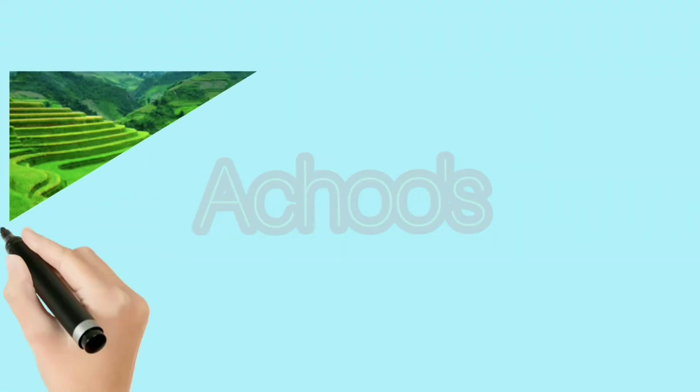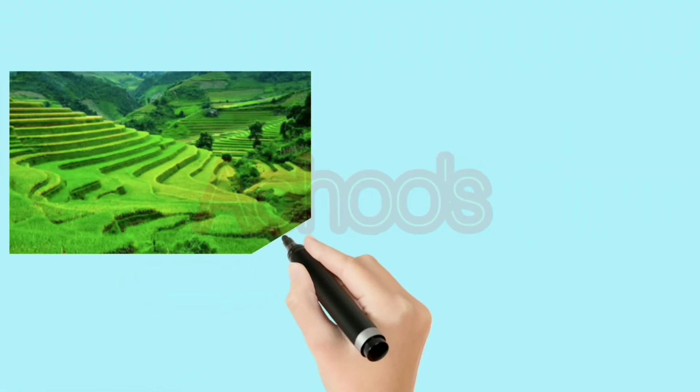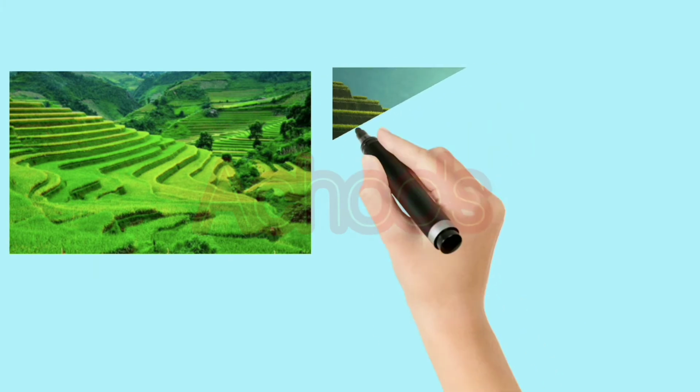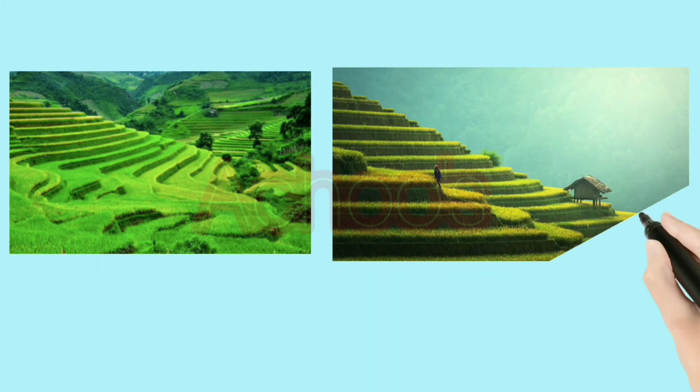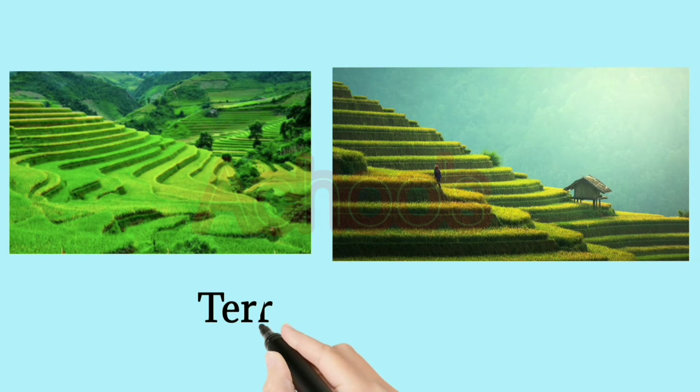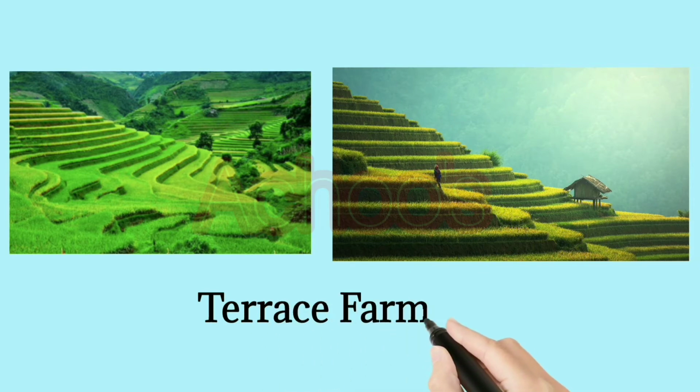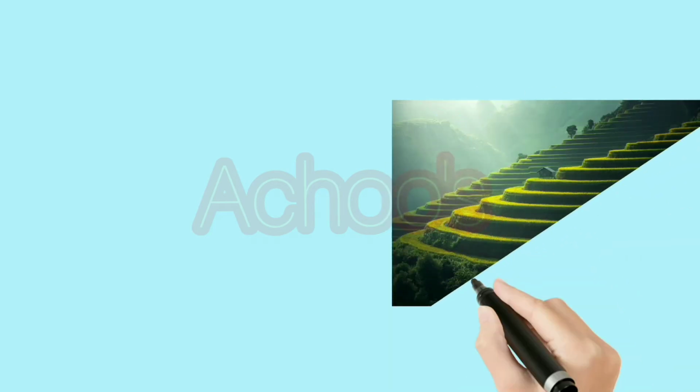Children, look at this picture now. How beautiful it is, isn't it? In this picture, we can observe one thing that here it looks like steps. This is the second way of conserving the soil and it is called terrace farming.